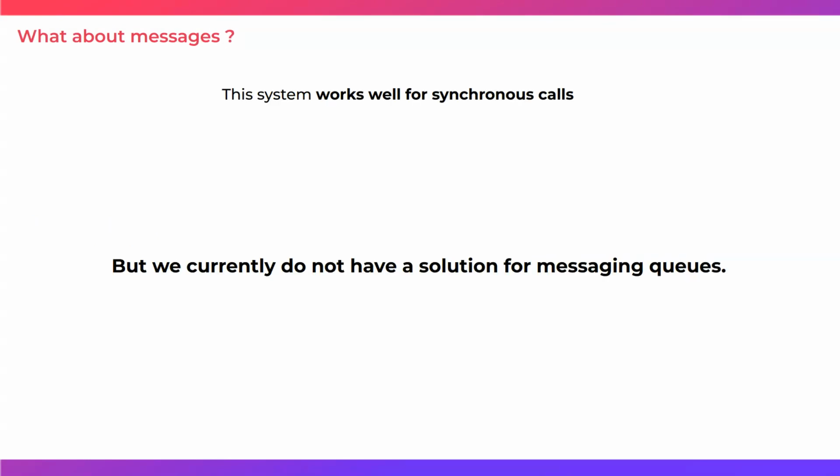Now, what you can ask is what about messages, because this system works really well for synchronous calls, so from one API calling another API. But what happens when we go through a messaging system, or Redis or RabbitMQ or Kafka? Well, to be fair, we currently do not have a solution for messaging queues because we cannot separate messages with a header. There is no header on the message.